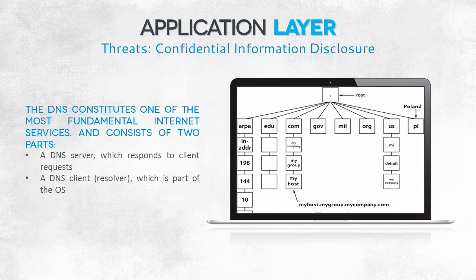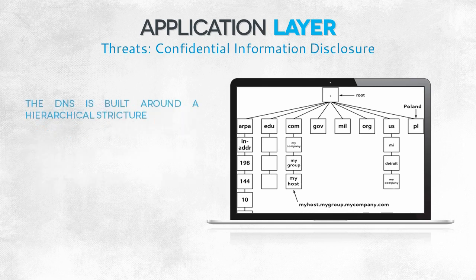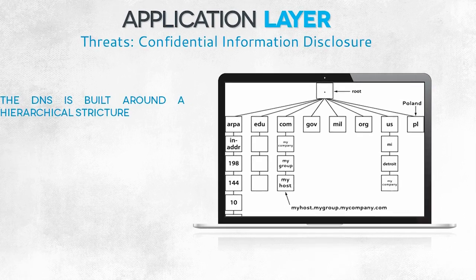There are quite a lot of computers on the Internet. If there was only one DNS server, then it would have to store a lot of information and would be permanently blocked due to the number of requests to handle. To counter this problem, the DNS database has a hierarchical structure.